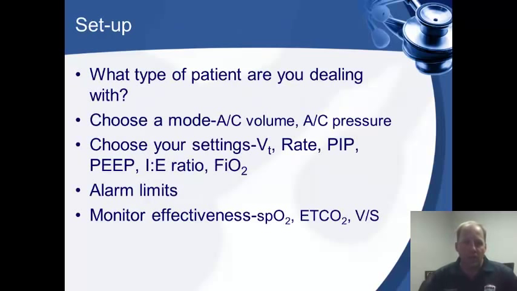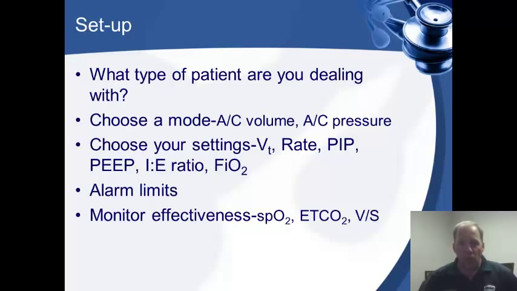So the first thing you got to decide is what type of patient are you dealing with? You want to choose a mode. Most commonly we're going to use the assist control volume mode. The only time I can see you probably using a pressure mode is if you're picking up a patient that's already in a pressure mode on the ventilator from the referring facility, and you may want to keep that going because it seems to be working for that patient.